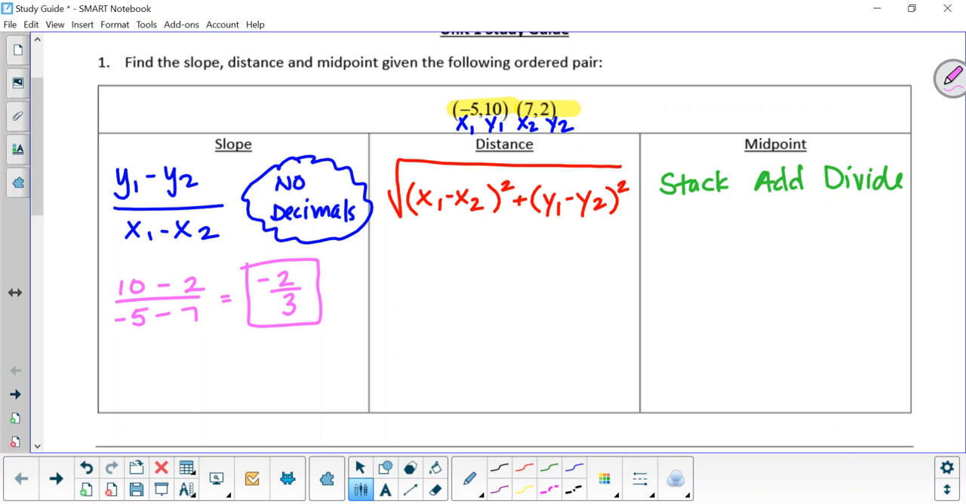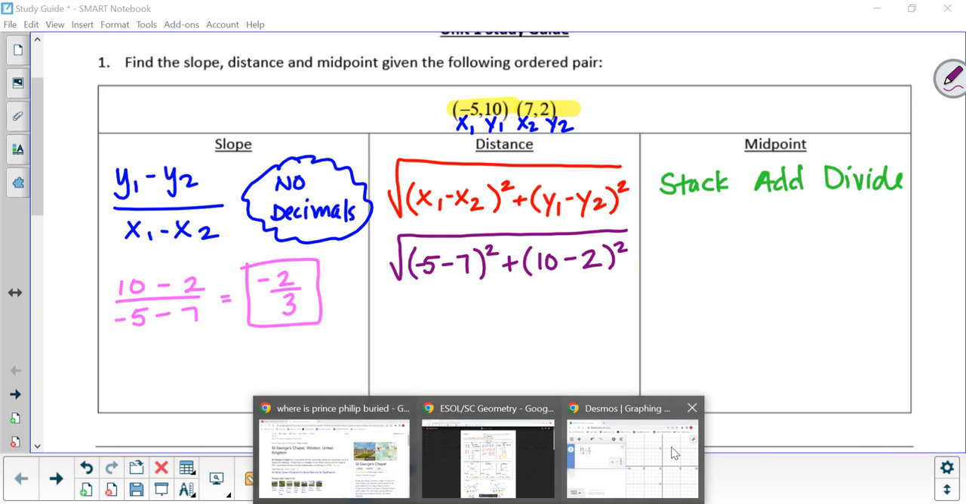Okay, your distance. So again, we're going to use the same points. So I'm going to plug in my x1, which is negative 5, minus my x2, 7 squared, plus y1, 10, minus y2, 2 squared. And again, once I have that typed in, I can just type it right into Desmos.